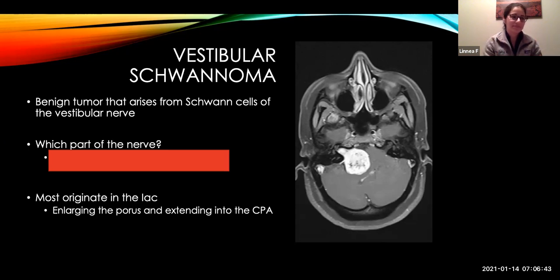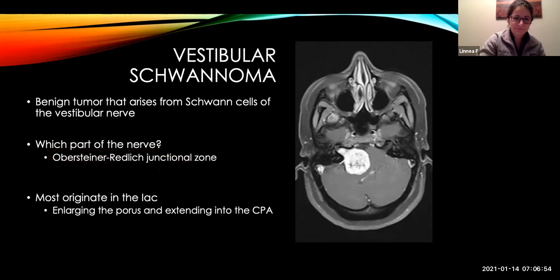Does anyone know the name of this junctional zone? I was shocked to see this in a review book. If this ever shows up on the boards, somebody send me $10. It is the Obersteiner-Redlich junctional zone. Write that one down. So heaven help us if you ever see it.